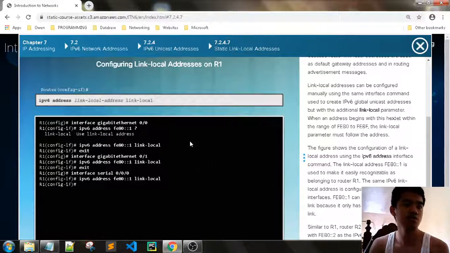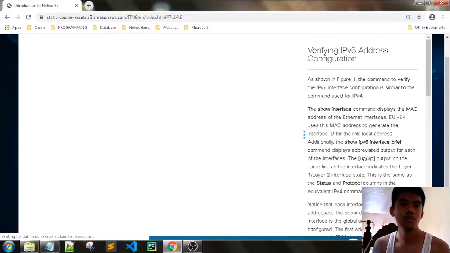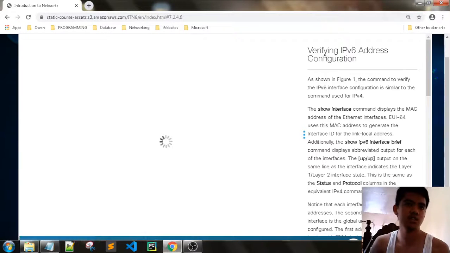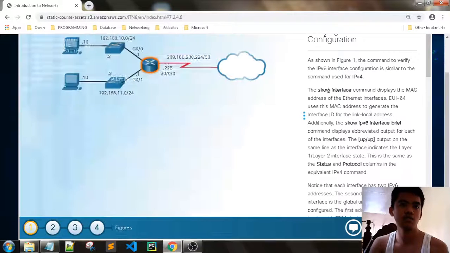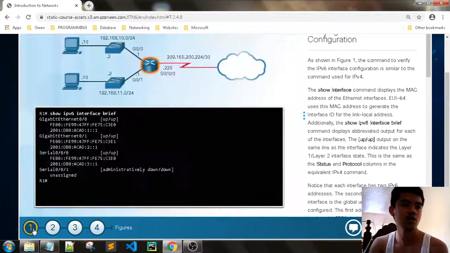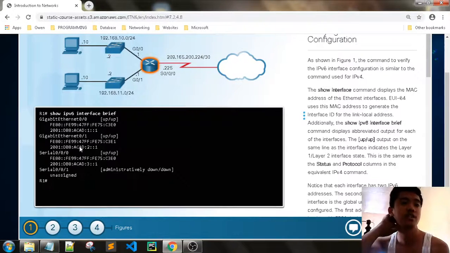In configuring the link-local address, we need the IPv6 address command, then the link-local address, and the link-local keyword. For verifying IPv6 address configuration, we have show commands here, like show interface and show ip interface brief. They provide the MAC address, the link-local address, and the global unicast address.